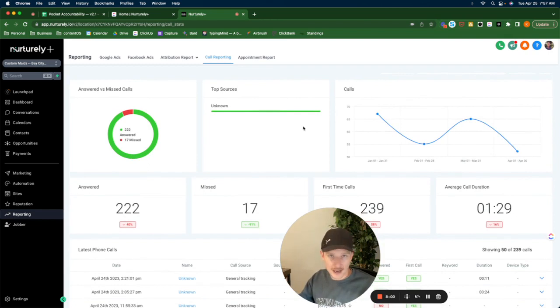So add call tracking to your arsenal. If you don't have it at all, one phone number is like $1 a month through Nurturely Plus. But you have to pay for the platform. Then you can have as many phone numbers as you want. So I have these two, but if you had phone numbers for every single campaign, for example, you can see which one is generating those phone calls and why. So it's huge. It's fun.